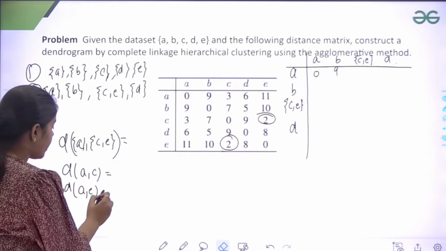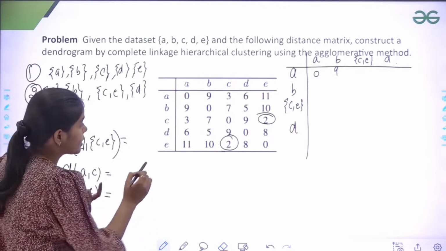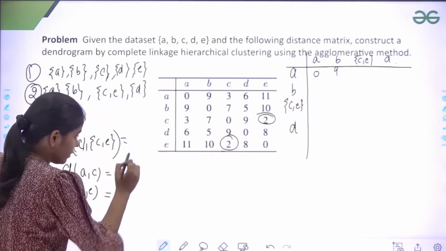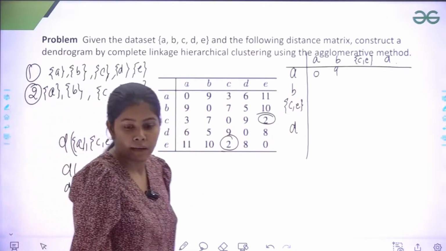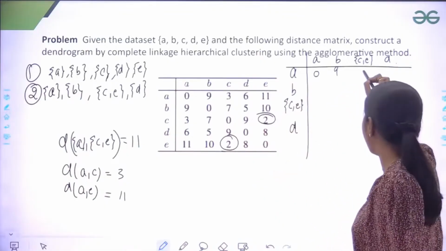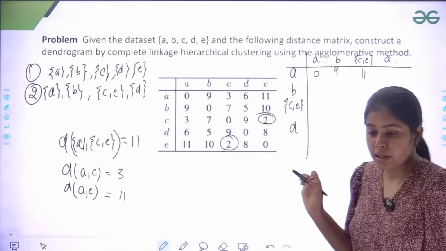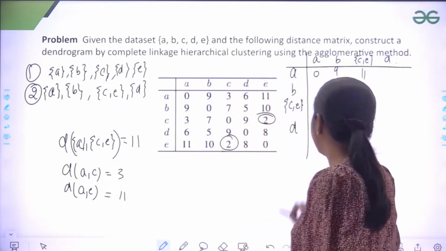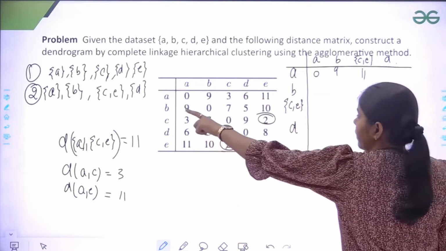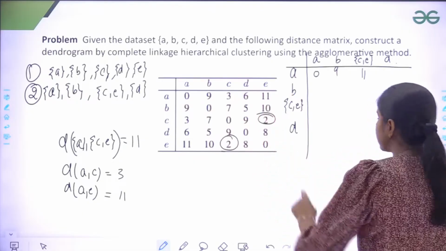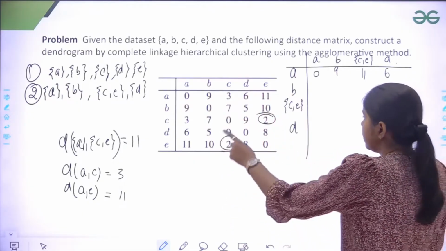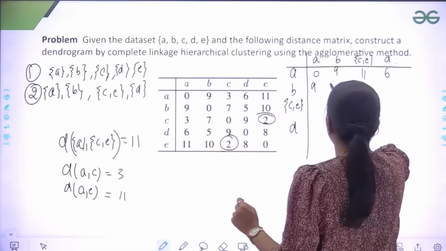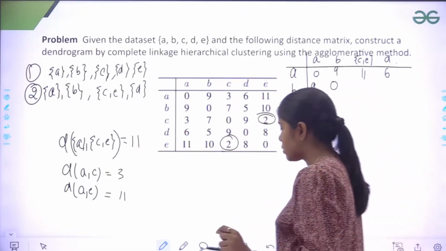So what is the distance of A comma C? That is 3, and the distance of A comma E is 11. So this distance is 11. Does everyone get why this distance is 11? Just let me know if anybody has confusion about it. Next, the distance of A with D is 6, then the distance of B with A is 9, and the distance of B with B is 0. Now I have to find the distance of B with CE.